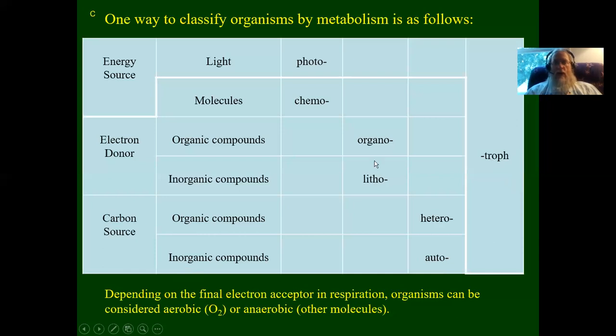And if you wanted to leave part of it out, say if you want to do a light energy source, inorganic compound carbon source, not worry about the electron donor, you can just call it a photoautotroph, but I'll show you the whole long words. Also, I'll just mention this in one word. You can also classify metabolism based on whether or not oxygen or some other molecule is used as a final electron acceptor in respiration. It's either aerobic or anaerobic.